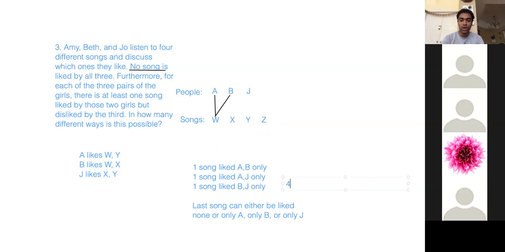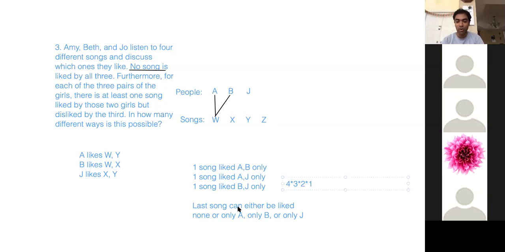Okay, so once I pick, that could be song W, it could be song X, it could be Y, it could be Z. Now I want to choose a song liked by A and J. How many choices are there? 4. But so it should be 4. Oh, 3, because already one of them has been taken out for A and B. Okay, now what about B and J? 2. 2, good. And what about the last song? 1. 1. Okay, so we have that part.